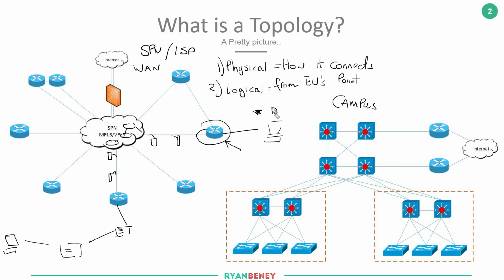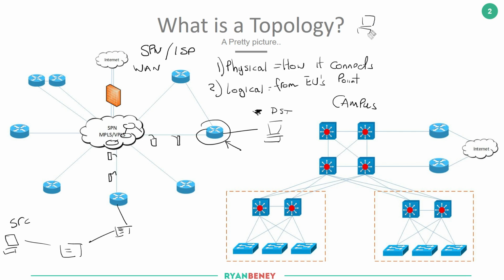Now, from the logical point of view of the end user, it thinks that this device here is directly connected to this cloud, and this cloud is directly connected to this device. So it's kind of one hop and it's reached its destination. But physically, as you can see, it plugs into all these devices to actually reach the destination it's trying to get to.